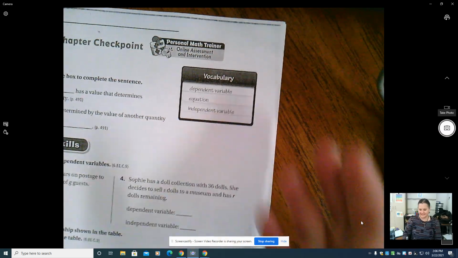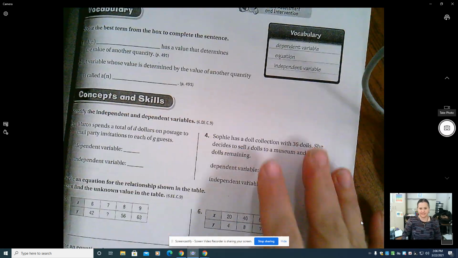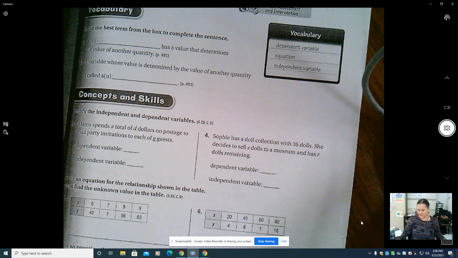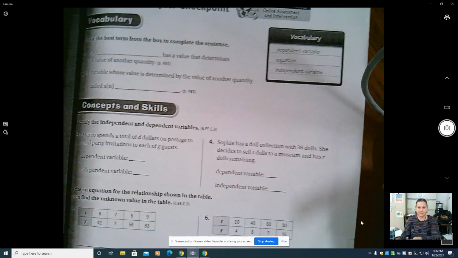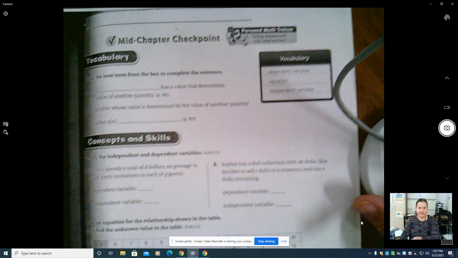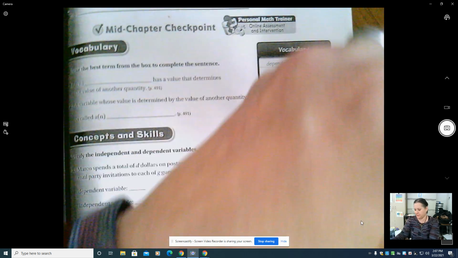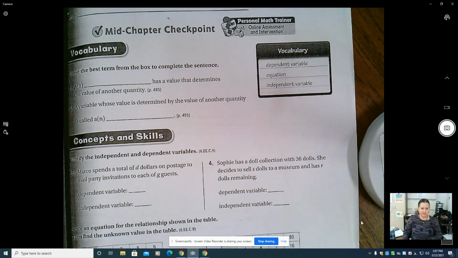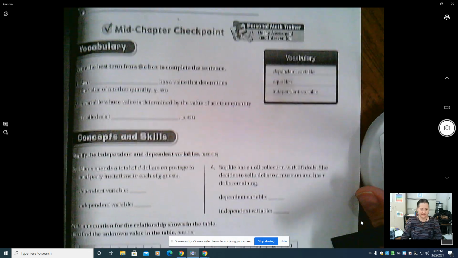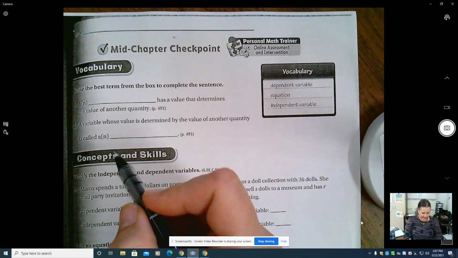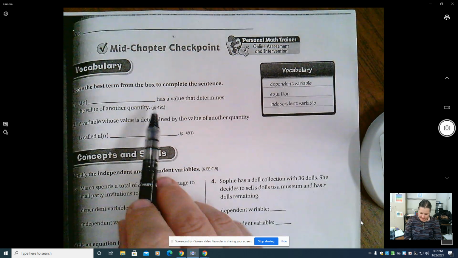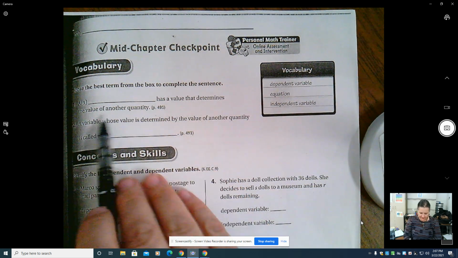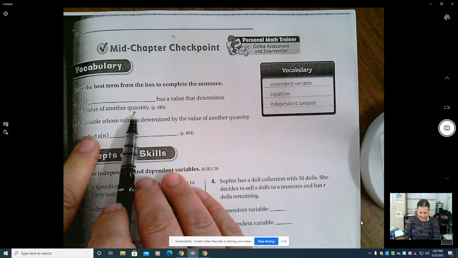All right, this is the check. You should have already finished and completed pages 509 and 510 in your book for chapter 9, the mid-chapter check study guide. Now we're going to go over them to make sure you are studying the correct answers. So here we should have a blank has a value that determines the value of another quantity.